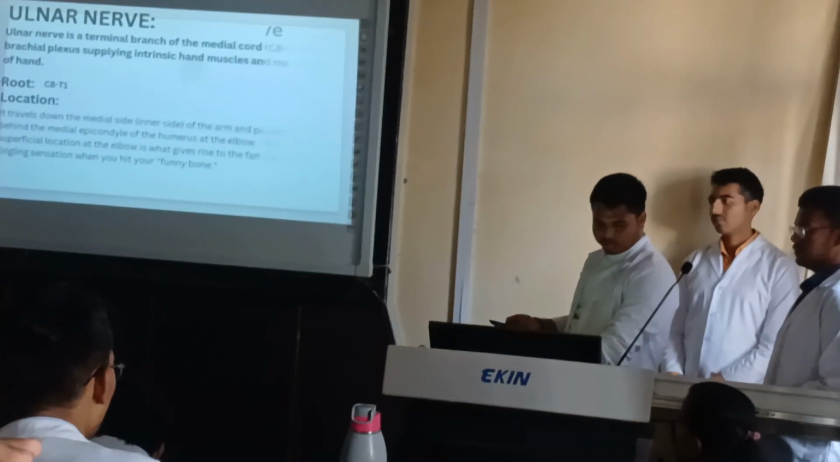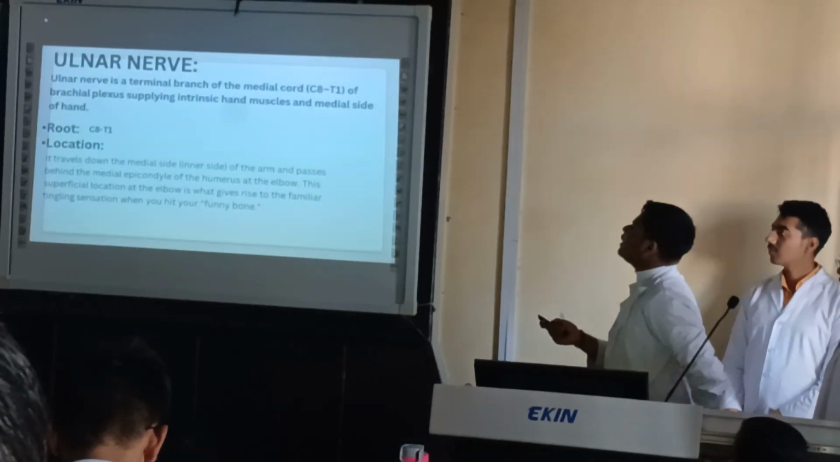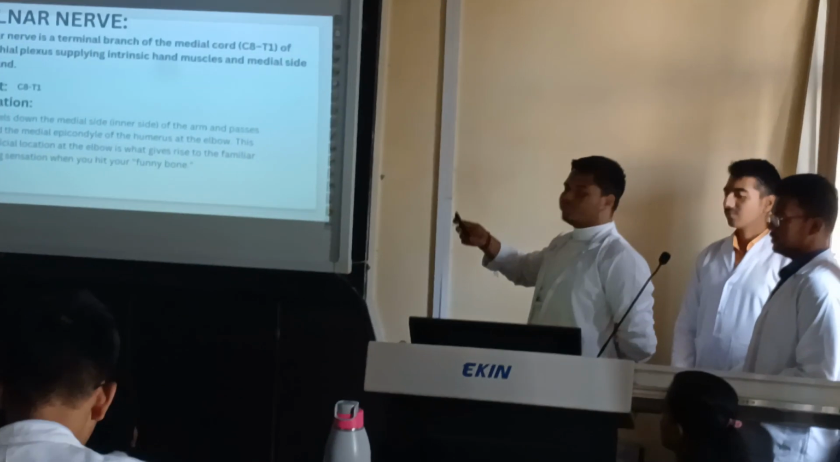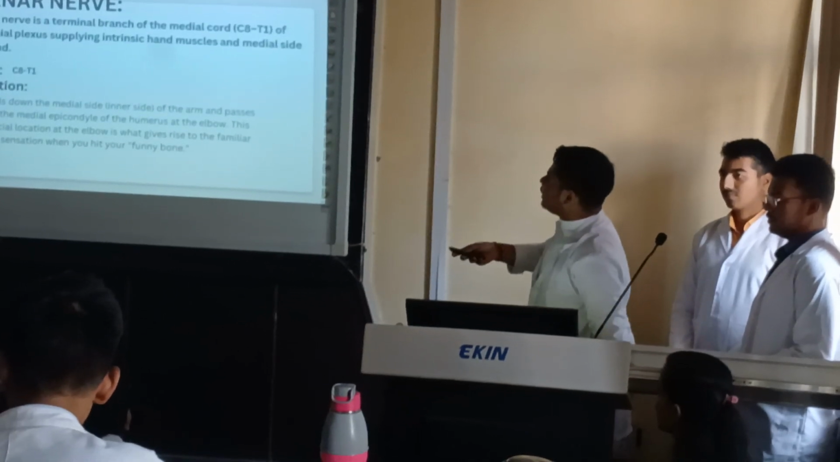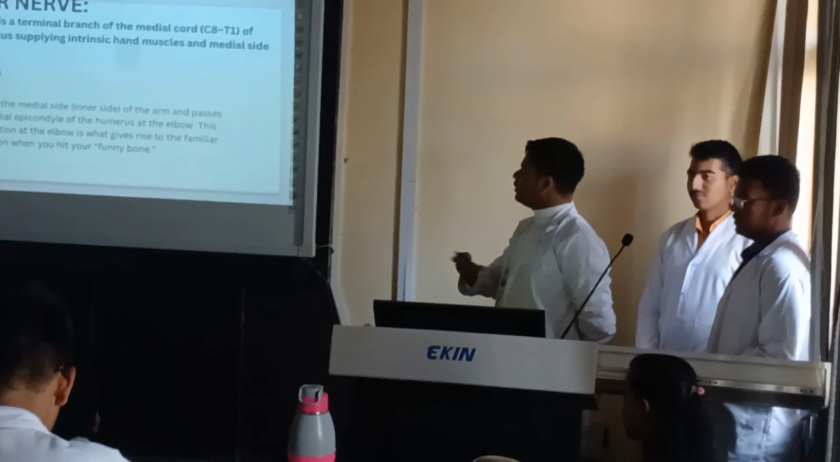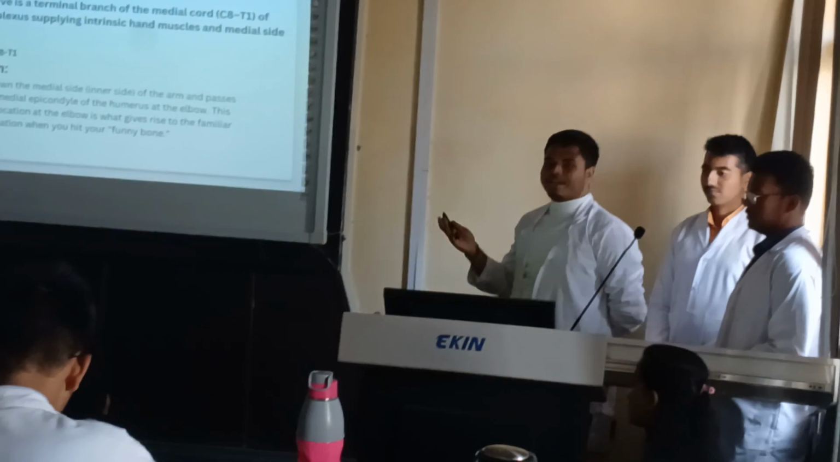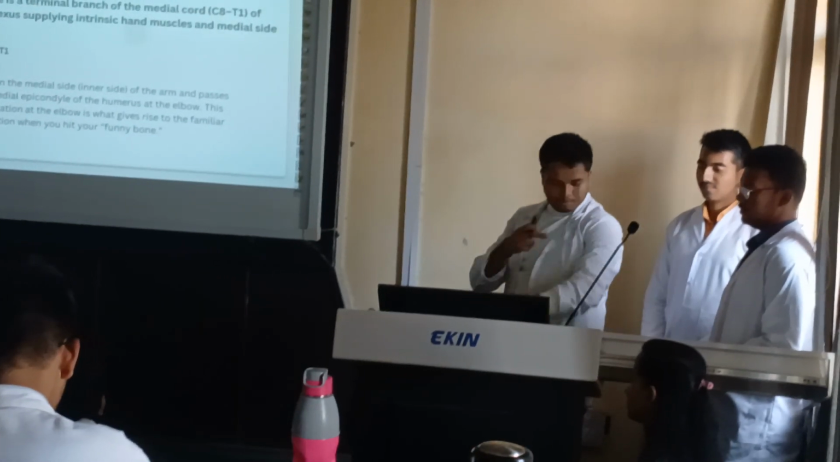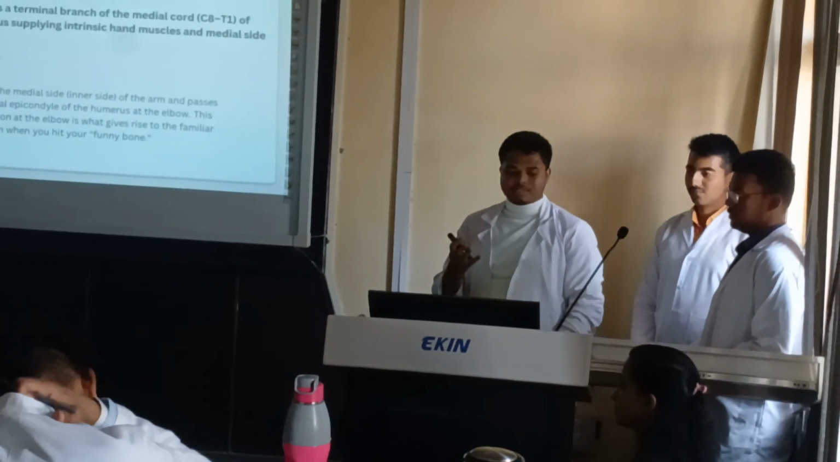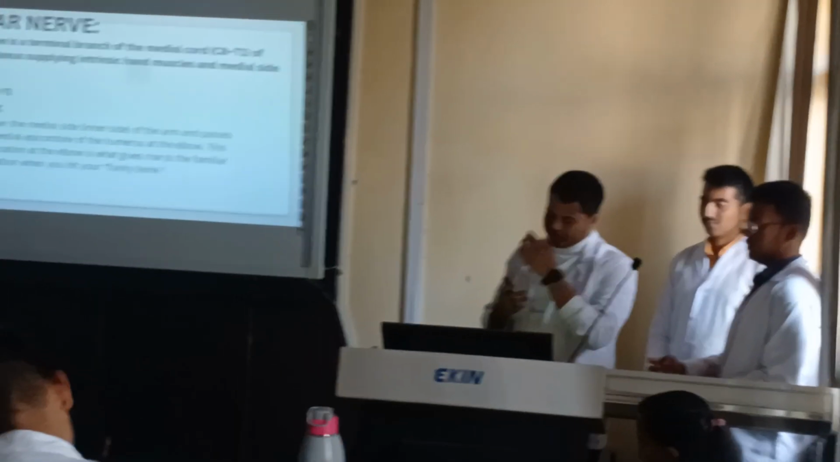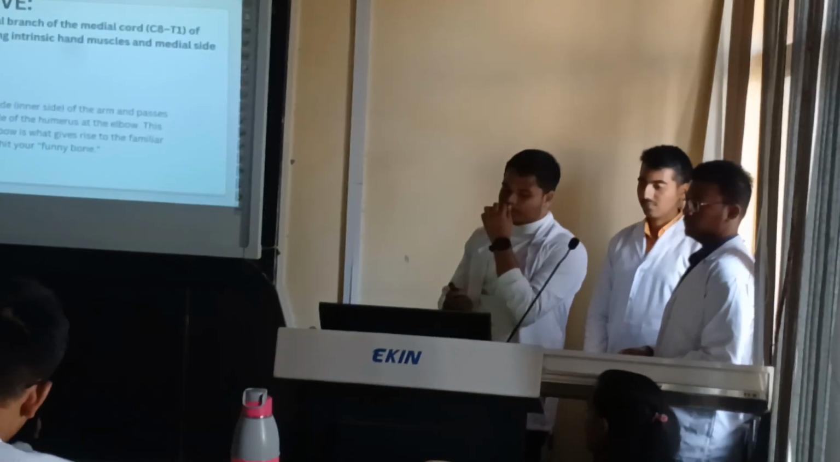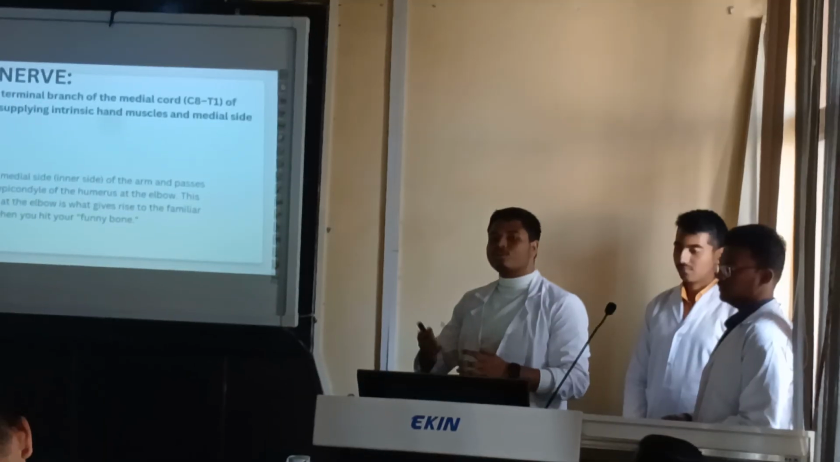Next we have the ulnar nerve. The ulnar nerve is a terminal branch of the medial cord, which arises from C8 to T1 of the brachial plexus, supplying intrinsic hand muscles and the medial side of the hand. Its root value is C8 to T1. Its course: it travels down the medial side of the arm and passes behind the medial epicondyle of the humerus at the elbow, and this superficial location at the elbow is what gives rise to the familiar tingling sensation, which is also known as the funny bone.